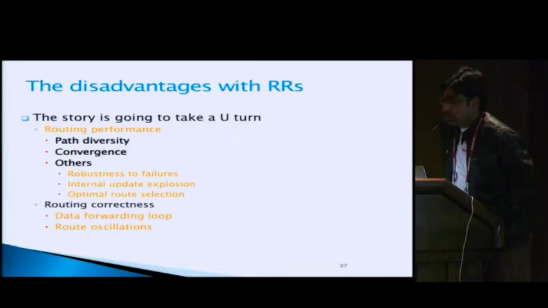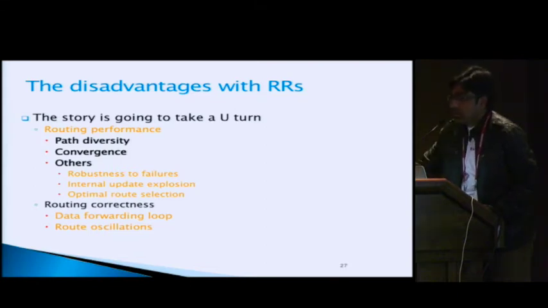So far, what we discussed are the challenges of iBGP full mesh and the solutions: confederation and route reflectors. Now let's look at some of the challenges which come with RR deployment. So what are those challenges? The most important, I have just mentioned two, are path diversity and convergence. So what is path diversity?